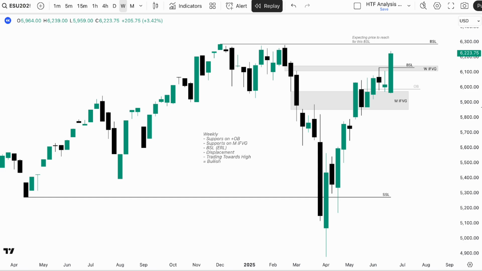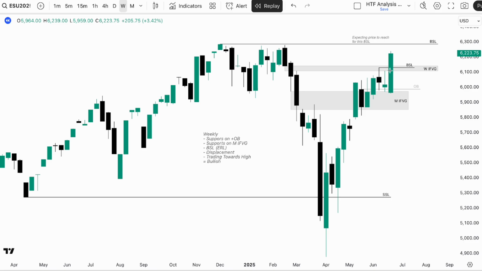We're going to be looking at our expected weekly expansion. We see price has ran higher, running up through all of this bearish order flow, invalidating it, running up higher into this weekly bearish fair value gap right here, came back down, held on this bullish order block right here, and also supported in this monthly inversion fair value gap.